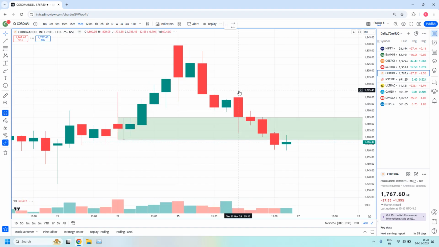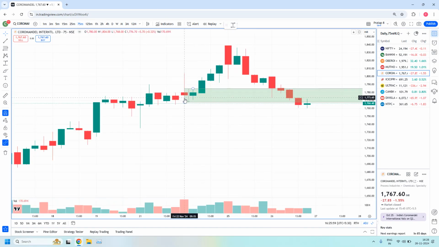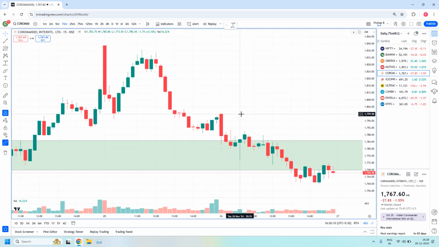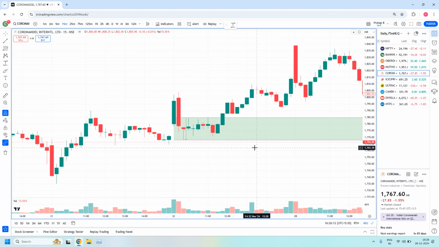Sorry, 75 minutes. See, this is the failed ERC candle as a leg-in base rally. This is like a drop base rally. Look into the 15 minutes time frame. Structure is not clear in the 15 minutes time frame. See here.